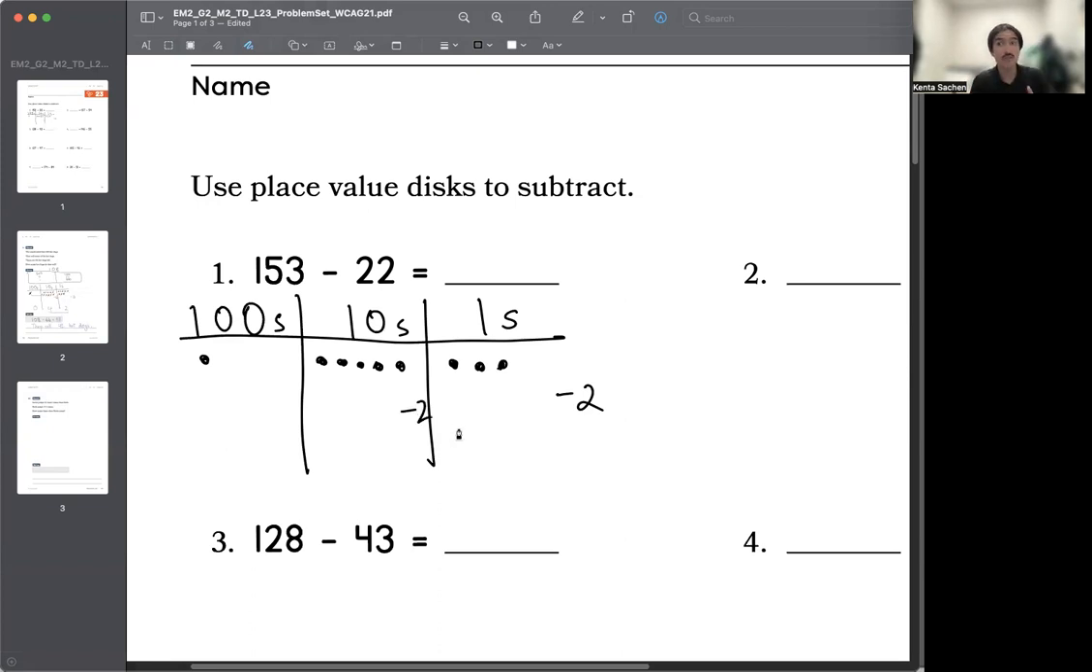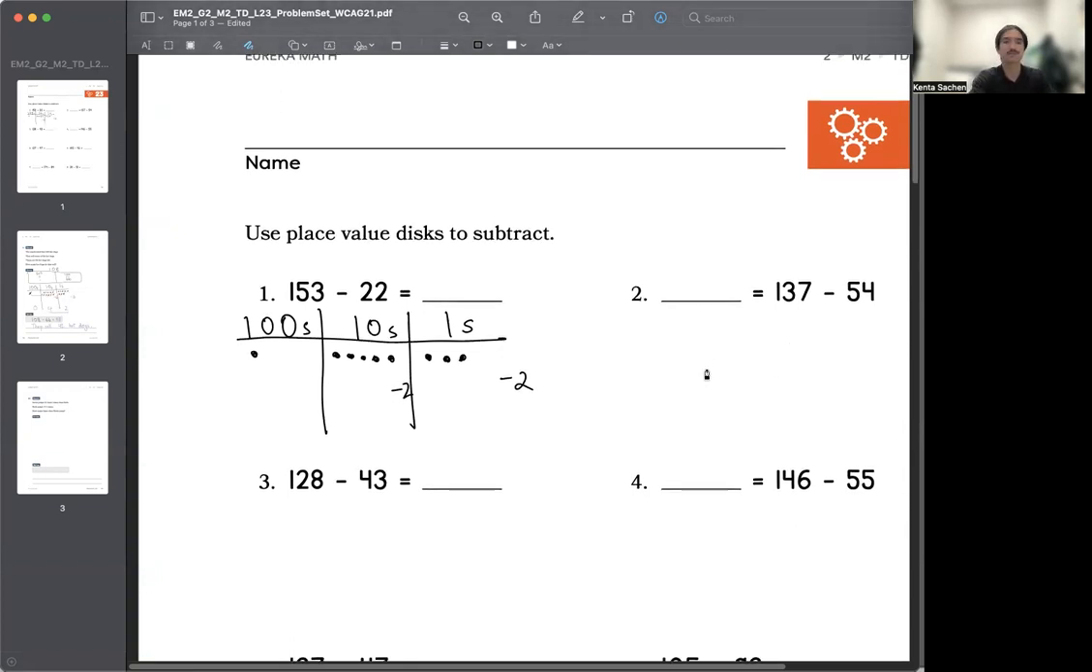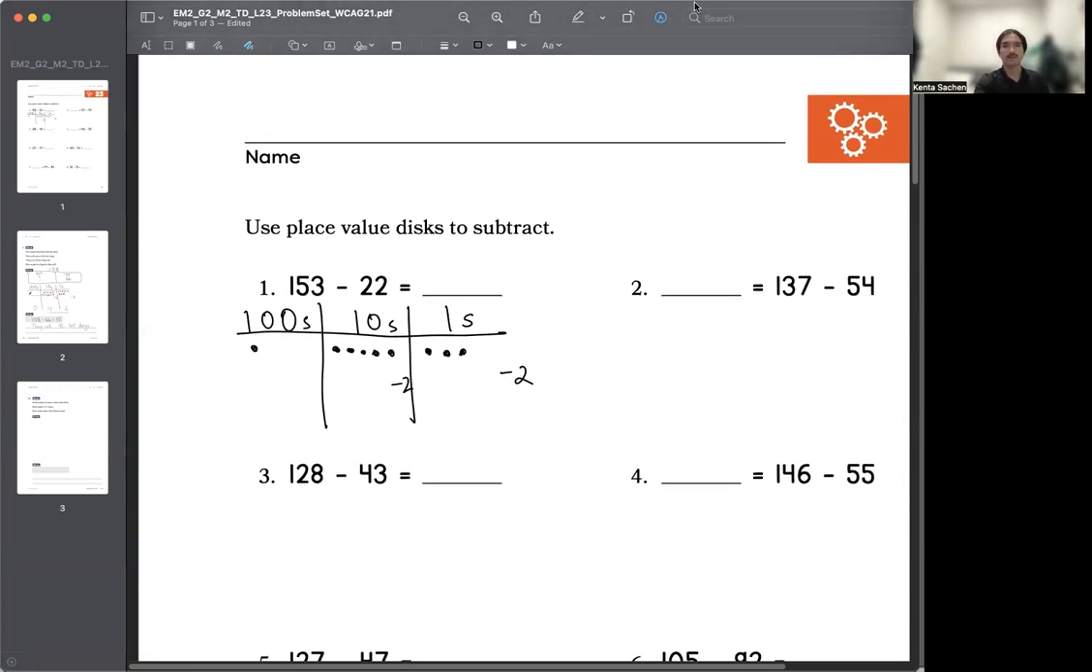And if you need to regroup, you can do that. Sometimes you don't need to. The first problem, I don't think you will. I think you have enough to subtract. But like the second one, I think you might need to. But just like with yesterday, it's very important that we keep our work neat, keep it organized. And if you need to use your fingers to subtract or count, let's do that.